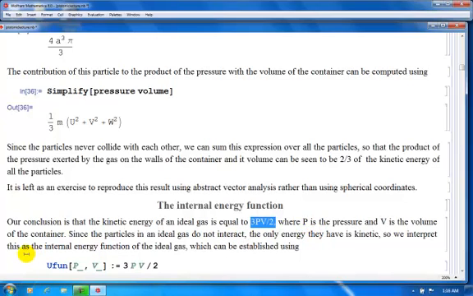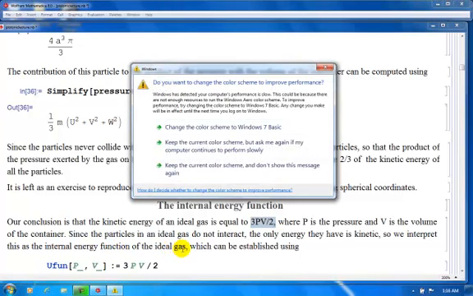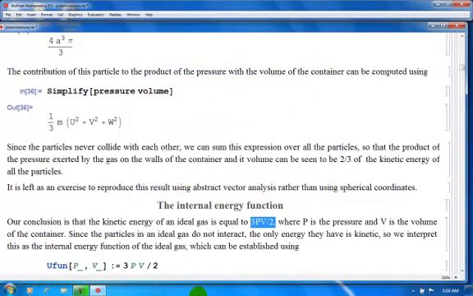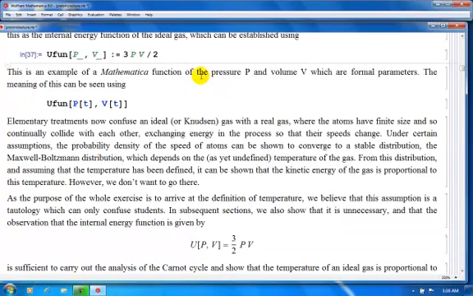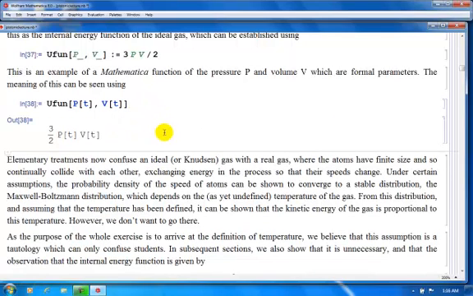So we interpret this as the internal energy function of the ideal gas, which can be established using this. So this is a mathematical function which has formal arguments, and we'll see the reason for doing that. The reason for doing it is we can apply this function to any particular value. So here it is here, and there it is there. And we see that it is an expression that involves only known parameters like the pressure and the volume.